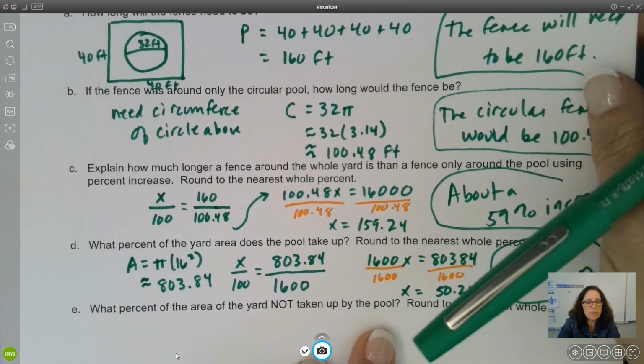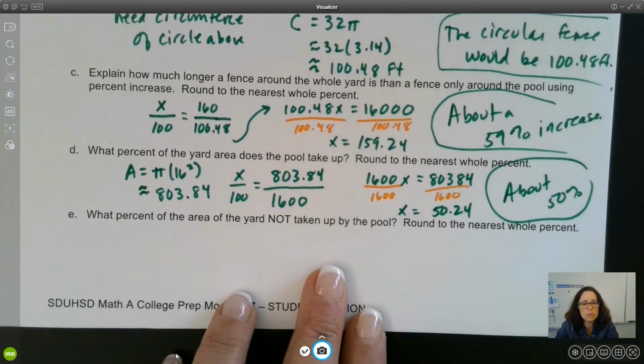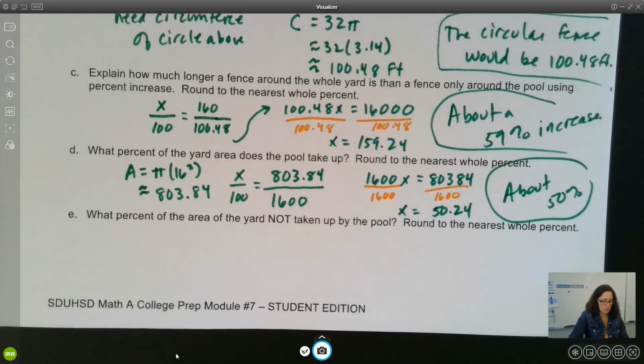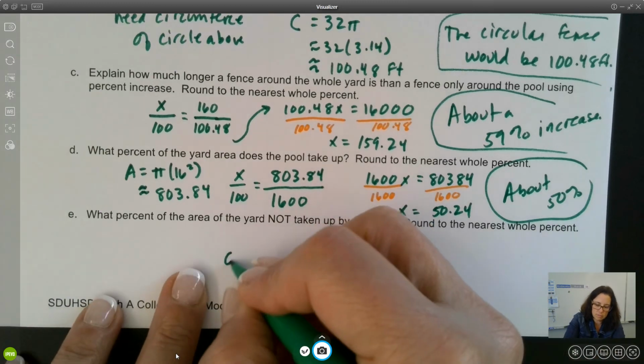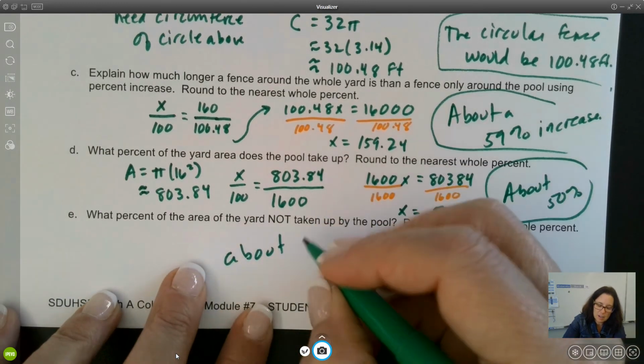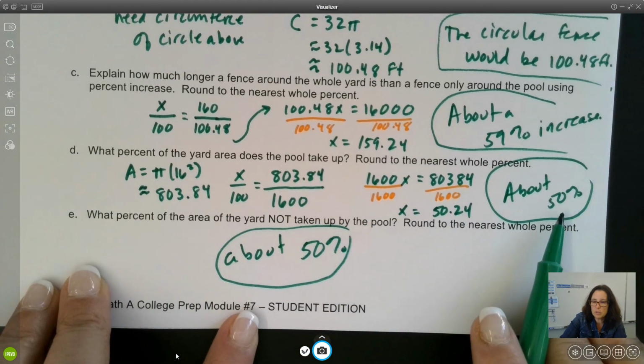What percent of the area of the yard is not taken up by the pool? Round to the nearest whole percent. Well, if this is taken up by the pool, wouldn't 50% not be taken up by the pool? We would just subtract this from 100%.